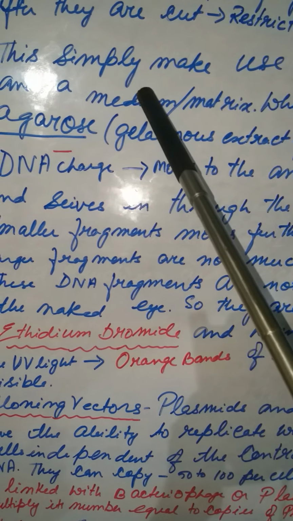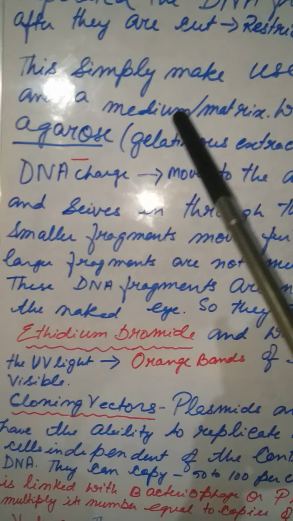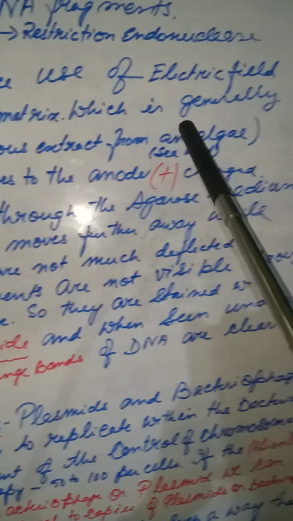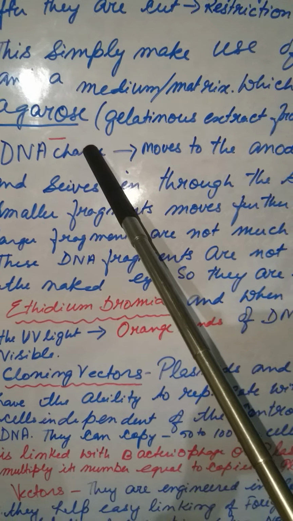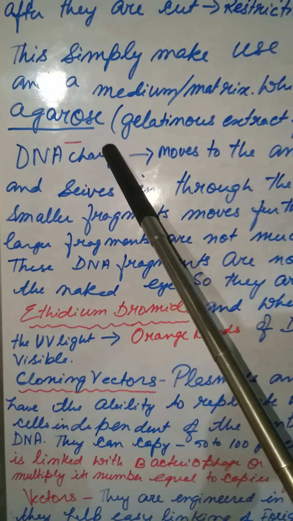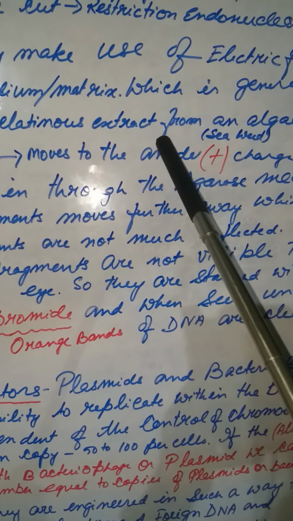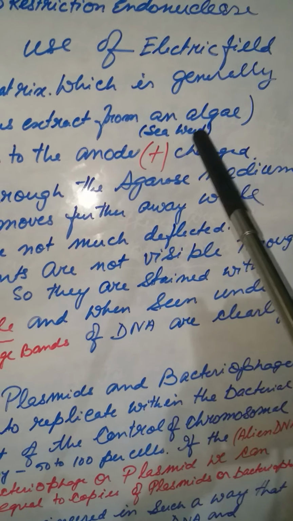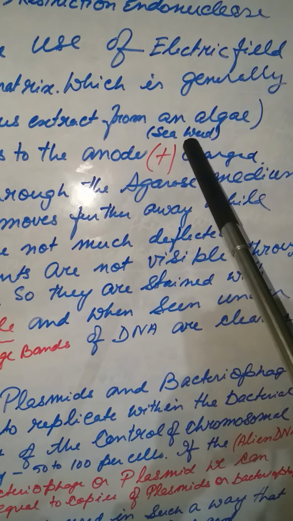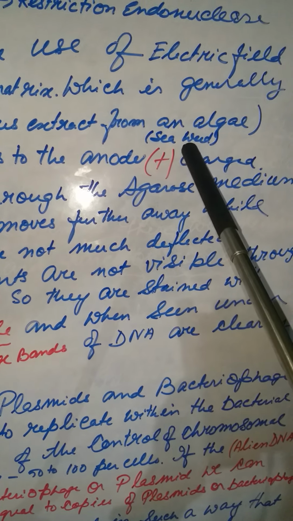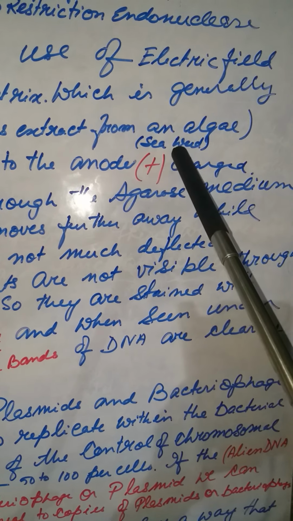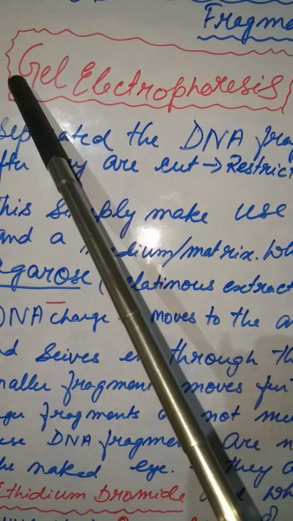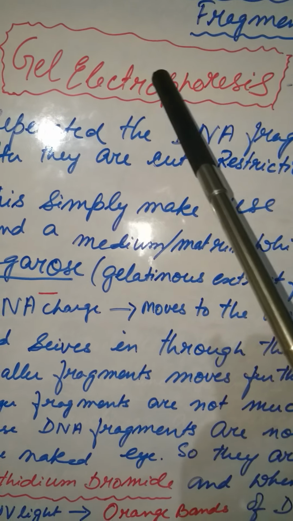They need a medium. As we do in electrolysis, we need an electrolyte, and here instead of electrolyte we use a medium or the matrix. What is the medium? It is known as agarose. What is agarose? Agarose is a gelatinous extract from an algae or seaweed. Algin is also there. Agar is there. These are all gelatinous extracts from the algae, and hence the name gel electrophoresis.